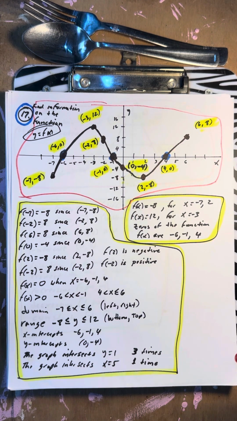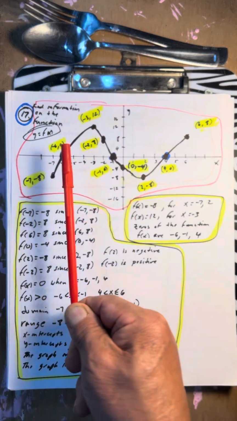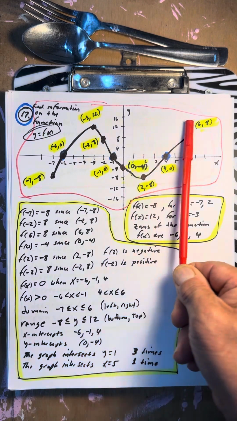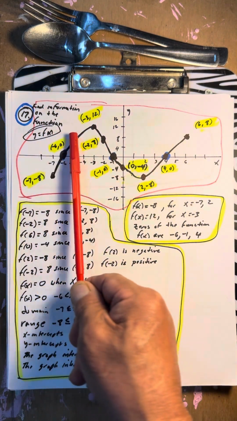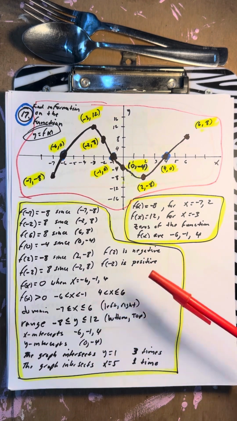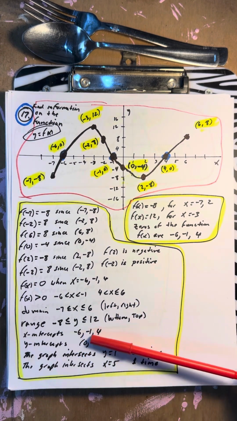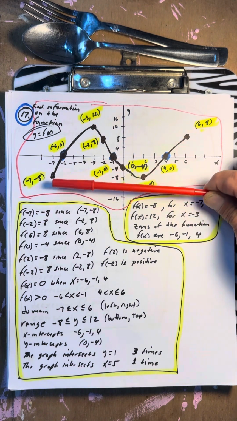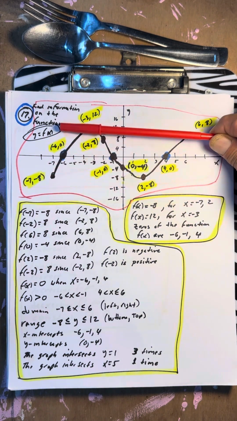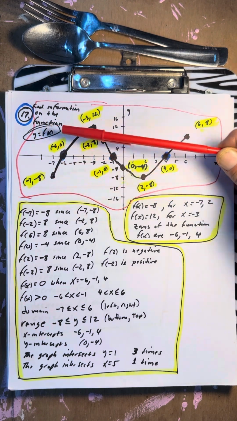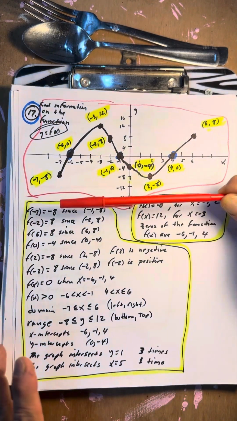Now, domain is from the left to the right. What happens to this graph? It goes from negative 7 all the way to 6. From negative 7 to 6 is the domain. Y'all see that? Left and right. Range, the bottom to the top. So the bottom of this goes all the way down to negative 8 right here. And then it goes up to 12. From negative 8 to 12. There's the range. Domain and the range.